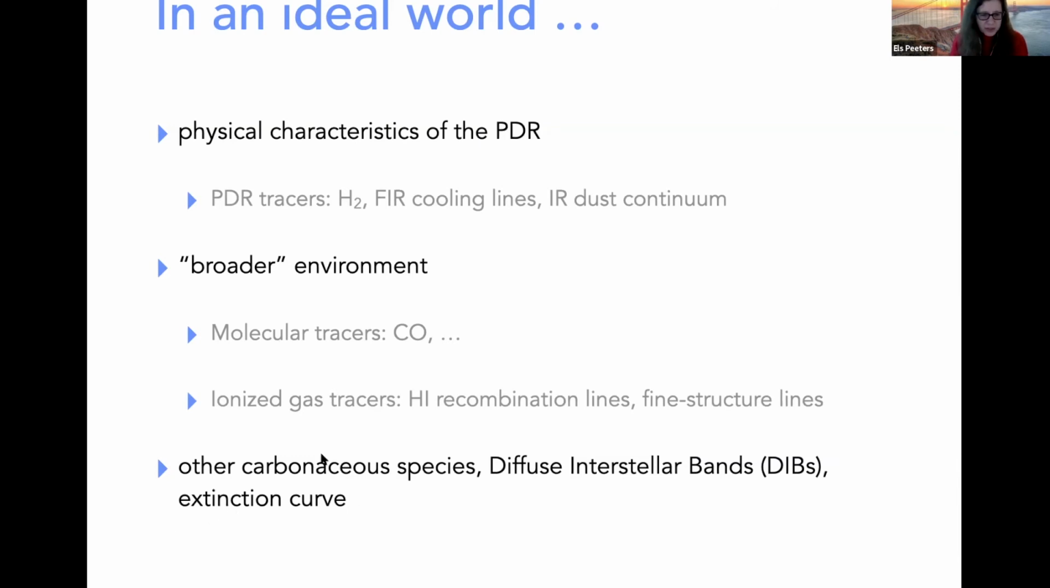These species absorb radiation, of course, and we need to find what the absorption characteristics are for these species. And so that means we need to look at the extinction curve as well as the diffuse interstellar bands.